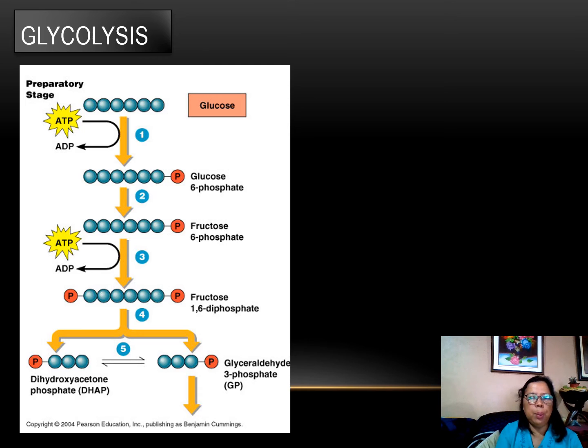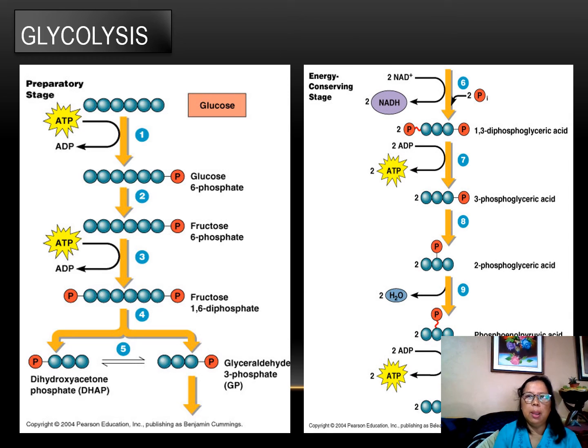Then you have the fructose 6-phosphate to fructose 1,6-diphosphate reaction or conversion. And then finally, it will produce your dihydroxyacetone phosphate or DHAP and your glyceraldehyde phosphate. And then we have also, after the preparatory stage, the energy conserving stage will follow, for a series of ADP to ATP release.